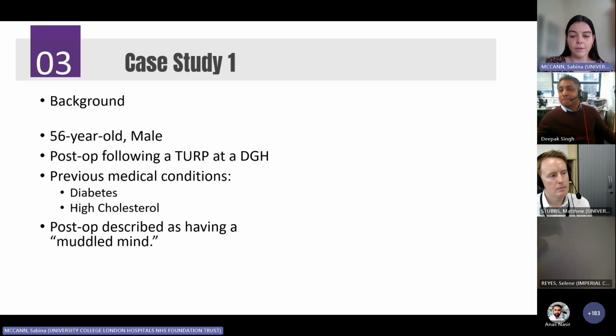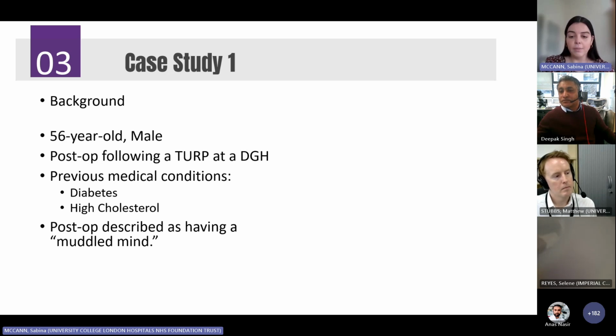So, case study 1, a brief background. This is a 56-year-old male. He's post-op following a TURP procedure at a local district general. So a TURP procedure is to remove part of the prostate. He has some previous medical conditions of diabetes and high cholesterol. However, post-op, the clinical team have noted that he had somewhat of a muddled mind.